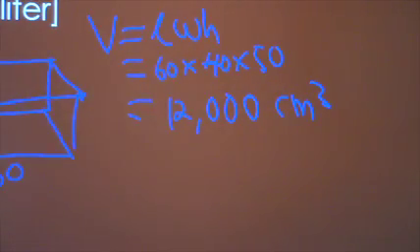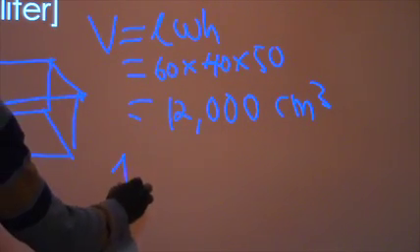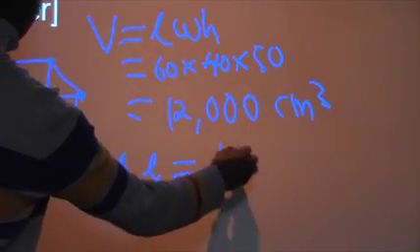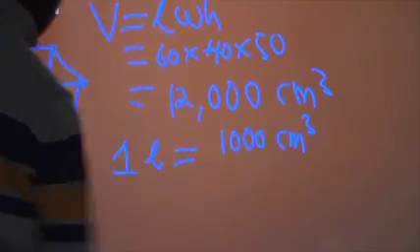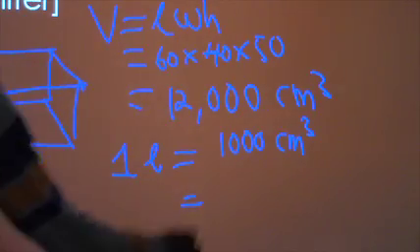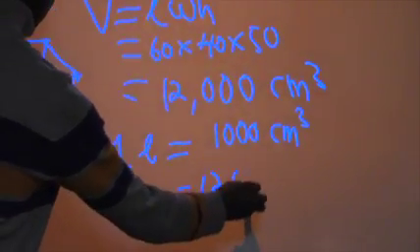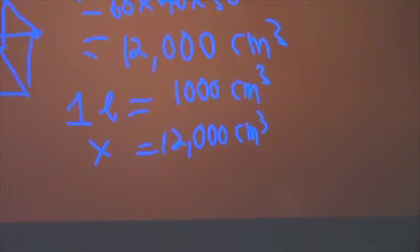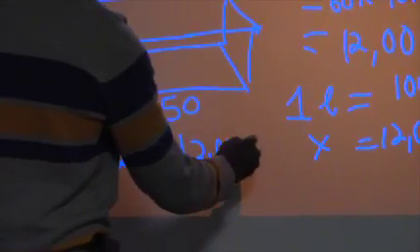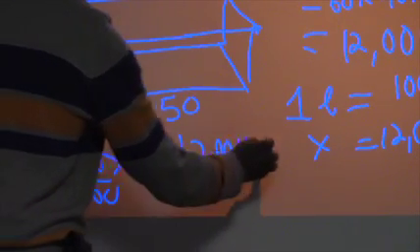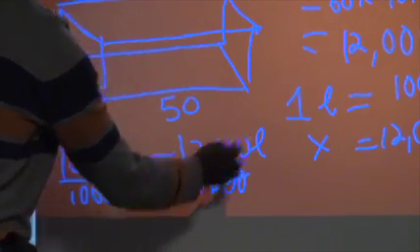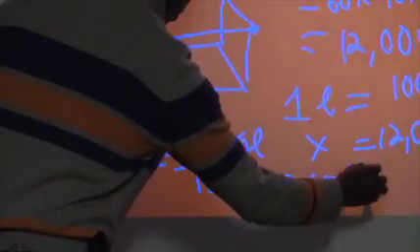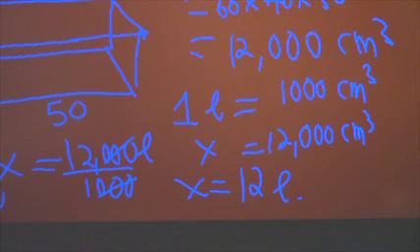And then to convert this, 12,000 cubic centimeters, we must convert this to liters. Since 1 liter is equal to 1,000 cubic centimeters, and we have 12,000 cubic centimeters, and we want to know how many liters, we can just cross multiply. We say x will be such that 1,000x will be equal to 12,000. Divide both sides by 1,000. Cancel. So x will be equal to 12 liters. Very simple, easy process.